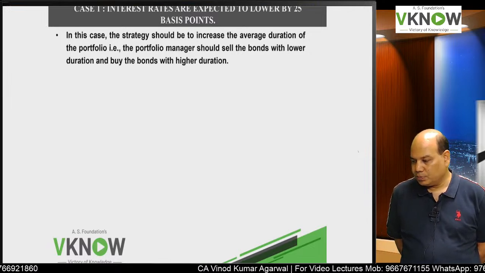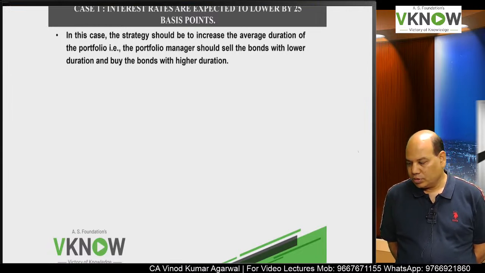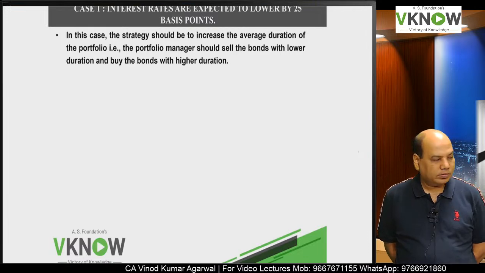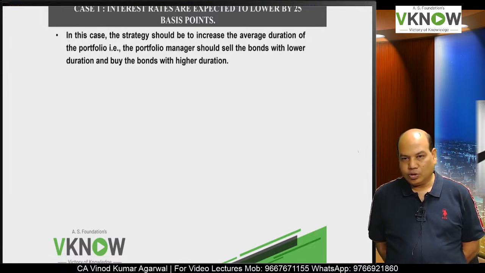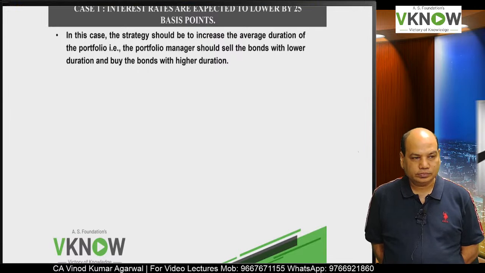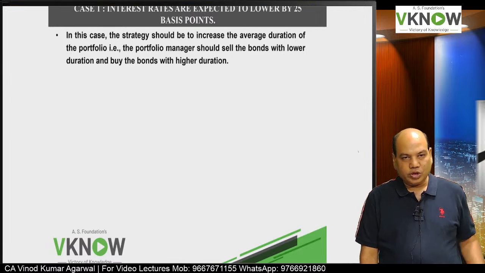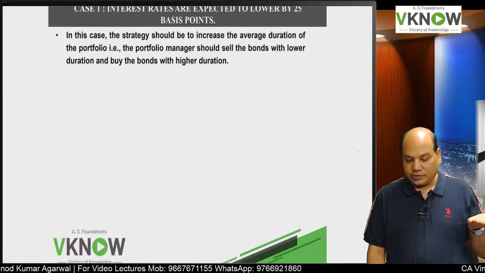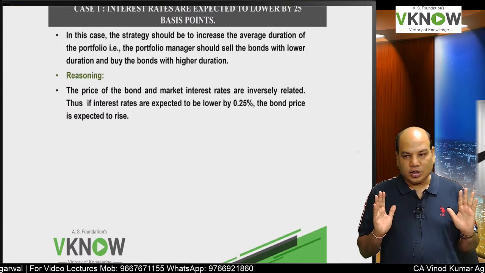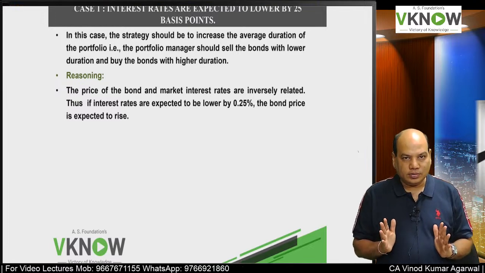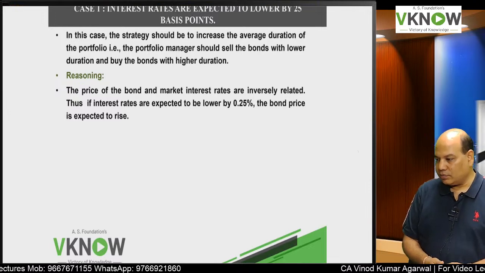That is, the portfolio manager should sell the bonds with lower duration, and buy the bonds with higher duration. So increase the average duration, you will get more price appreciation. Now write down reason. In the exam, reasoning is not required, but as a student you should know why we are doing it. If somebody asks you, then you can answer.